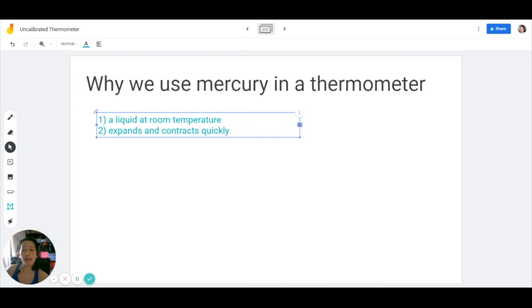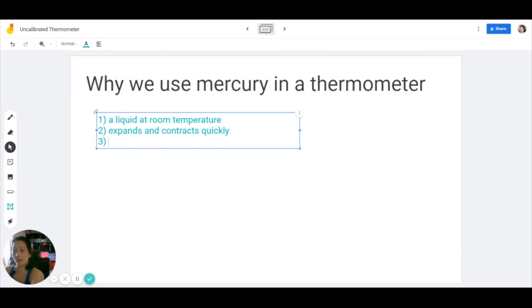So it is only when it's a liquid that we can see the expansion and contraction more clearly. If we're using solids, solids may expand and contract, but the difference is so minimal we can't actually see and measure the difference. Gases, well, you can't measure the volume of an invisible gas, correct? So that's why having a liquid at room temperature, which expands and contracts easily, is an excellent property, and that's why we use mercury in a thermometer.